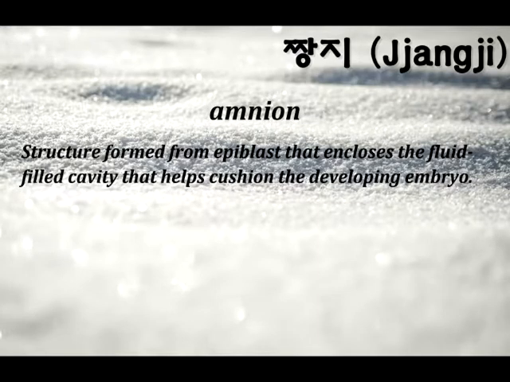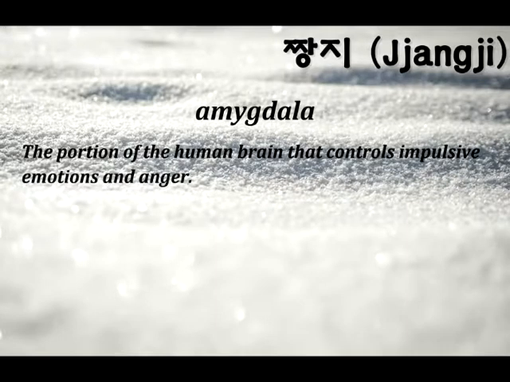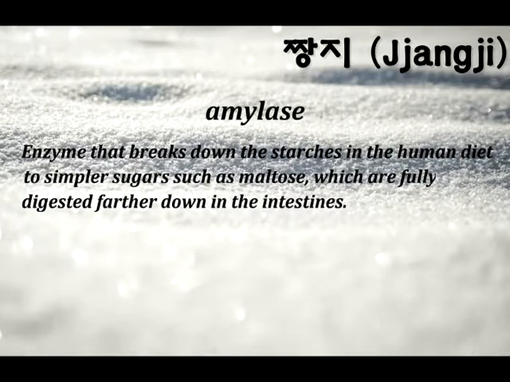Amnion, structure formed from epiblast that encloses the fluid-filled cavity that helps cushion the developing embryo. Amygdala, the portion of the human brain that controls impulsive emotions and anger. Amylase, enzyme that breaks down the starches in the human diet to simpler sugars such as maltose, which are fully digested farther down in the intestines.